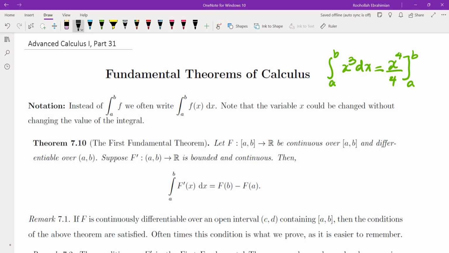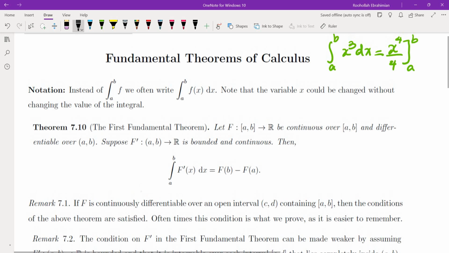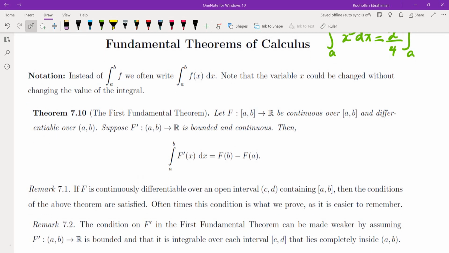First, a notation. Instead of writing down integral from a to b of f, we sometimes write down integral from a to b of f of x dx to make it clear what our independent variable x is. So theorem 7.10 is called the first fundamental theorem. In some textbooks they call it fundamental theorem part A, fundamental theorem part B. In this class we call it the first fundamental theorem.